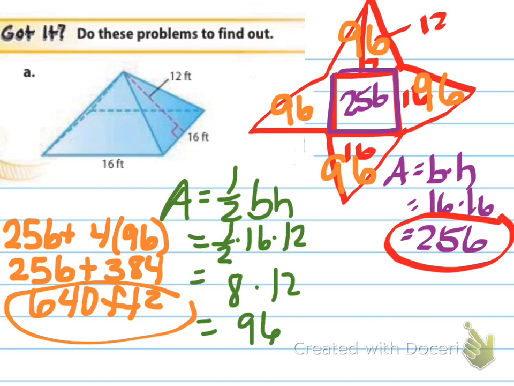So then I'm taking the 96, and there's 4 of these things that say 96 because there's 4 of these triangles that are the same. So it's going to be 96 times 4, which is 384, and then add that to the base, which is 256, and you find 640 feet squared.